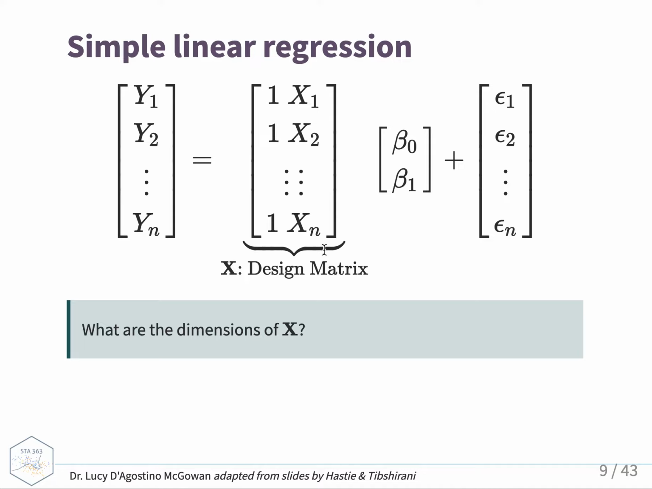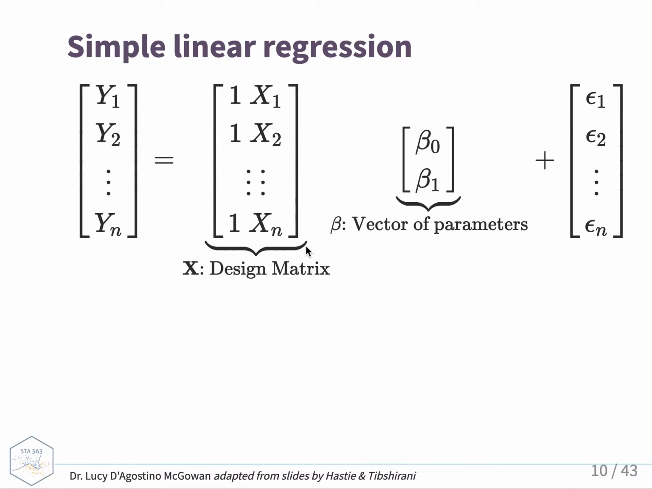What do you think the dimensions are of this design matrix? This design matrix is going to have n by 2 dimensions because there are n observations, from observation number 1 all the way to observation number 10, and there are 2 columns here. In simple linear regression, there are 2 columns in a design matrix because the first column is all ones and the second column contains the predictor value. So we've got a design matrix here with 2 columns, n rows. We've got a vector of parameters, this is our beta. And then we've got our error terms, our epsilons for each observation, as well as our outcome.